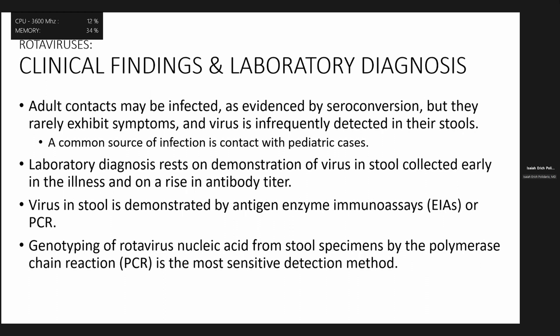Laboratory diagnosis rests on demonstration of virus in stool collected early in the illness and on a rise of antibody titer. Oh, by the way, as I mentioned, the common source of infection is pediatric cases, but there are also epidemics of severe disease which can occur in adults, especially in a closed population, like in a home for the aged or in the geriatric ward. These adult contacts can also be infected. Virus in stool is demonstrated through antigen enzyme immunoassays or PCR, and genotyping of rotavirus nucleic acid from stool specimen by PCR is the most sensitive detection method.